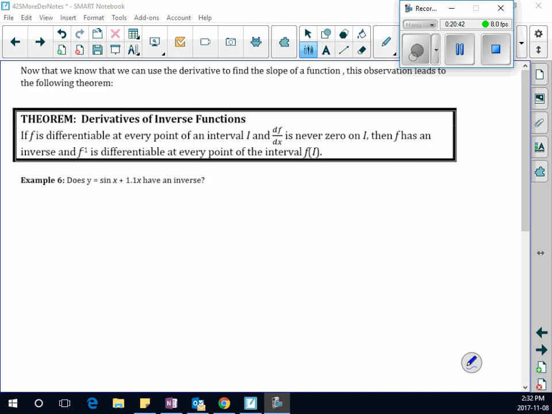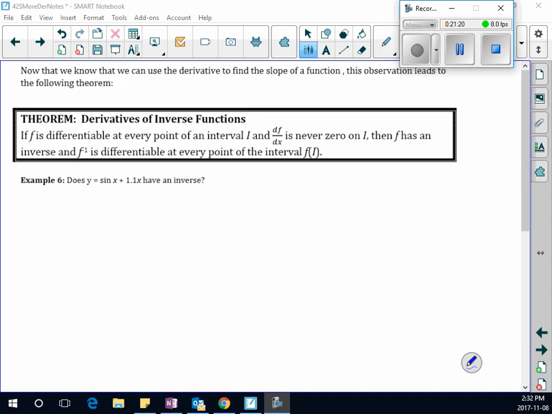Now that we use the derivative to find the slope of the function, this observation leads to the following theorem: the derivative of inverse functions. If f is differentiable at every point on an interval I, and df/dx, which stands for the derivative, is never 0 on the interval, then f has an inverse, and the inverse is differentiable at every point on the interval f of I. So all it's saying is the reason why we can do this is because of this theorem. So we can answer this.